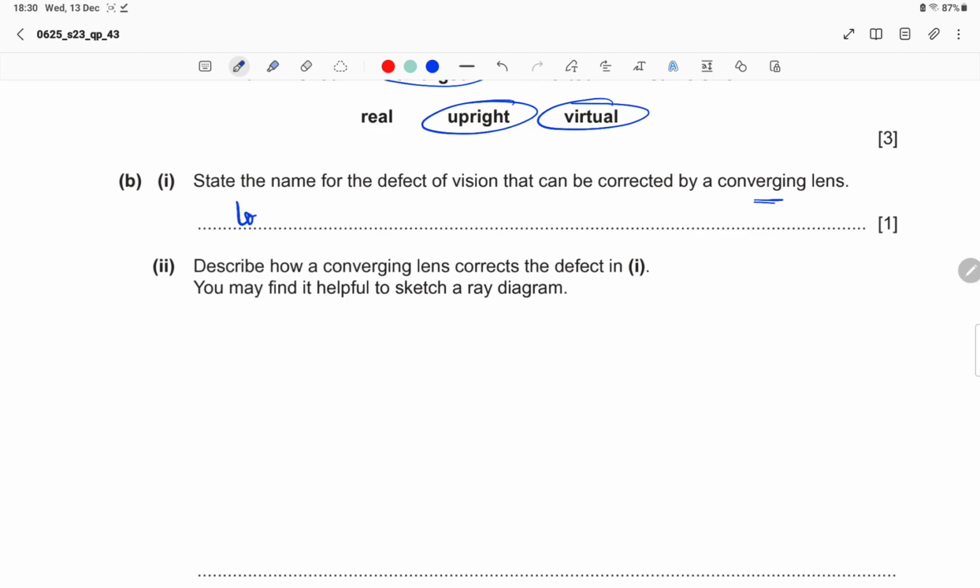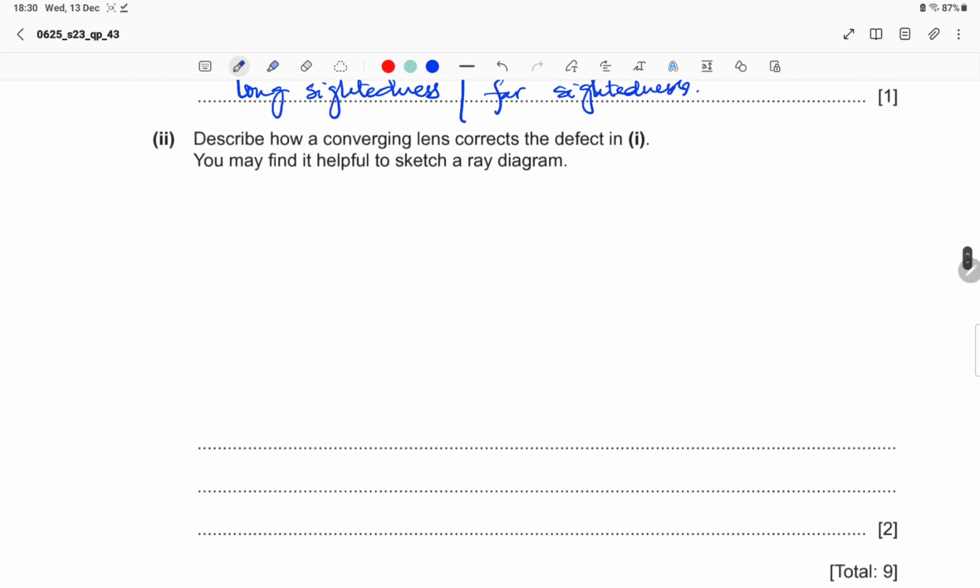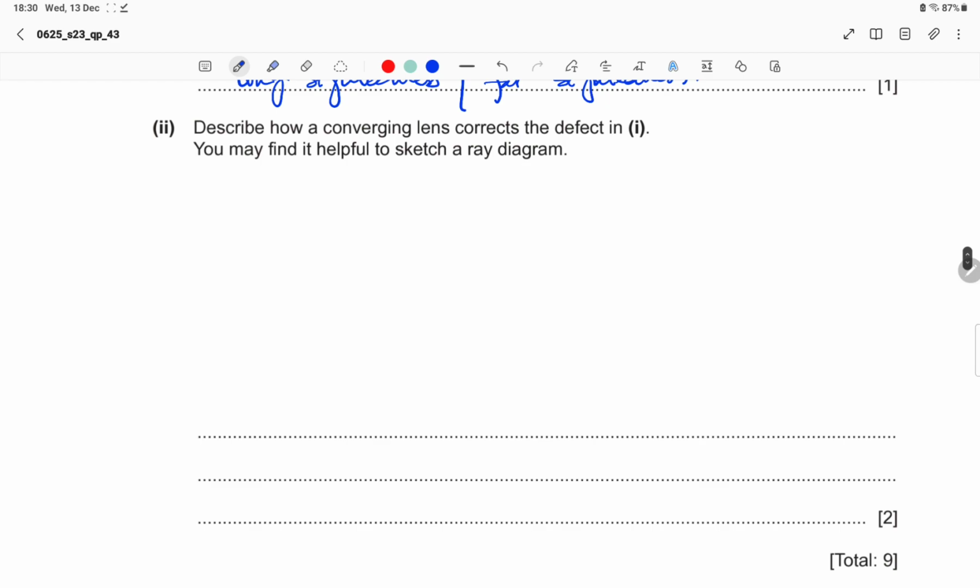Okay, so the defect that is corrected, or that is fixed, by a converging lens is long-sightedness, or farsightedness. Describe how a converging lens corrects the defect in the eye. You may find it helpful to sketch a diagram.